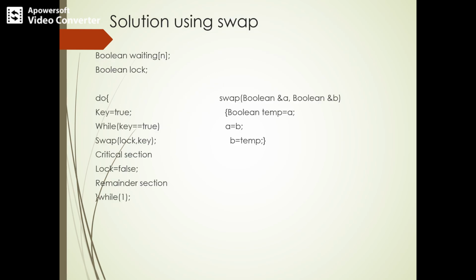Here you are going to see the mutual exclusion implementation with the help of the swap instruction. You can observe that there is a boolean variable called lock which is declared and initialized to false, and each process has a local boolean variable called key.